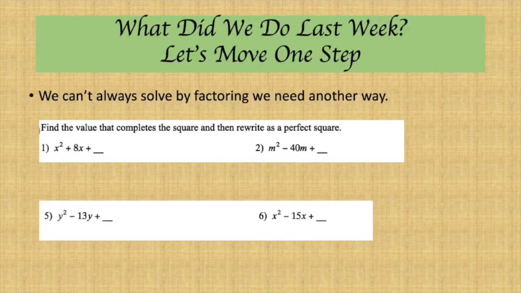Let's do number 6 now. Number 6, it's the negative 15 over 2. 225 over 4. And we square the 15, that's 225 or 125? 225. 225 over 4.